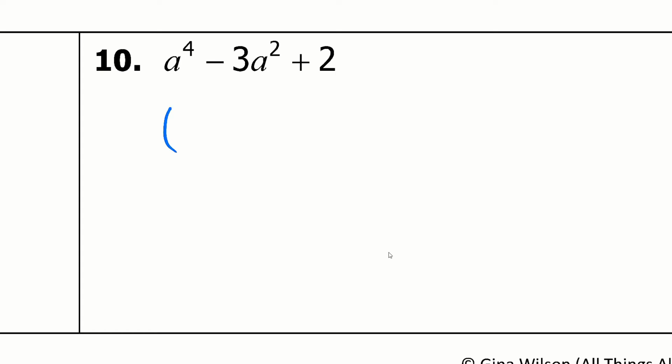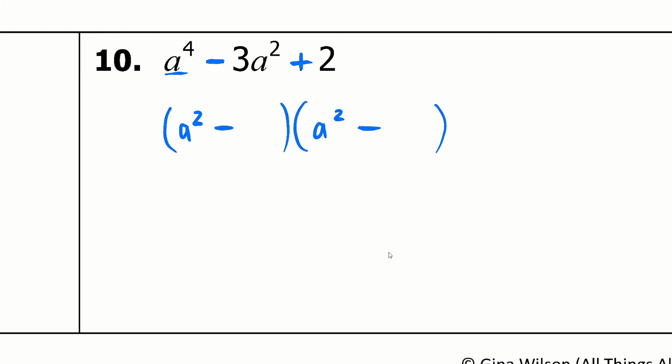Okay, this one, no common factor. So let's go ahead and start trying to break it down into two binomials. What multiplies by itself to get a to the fourth? A squared. What multiplies to get a positive? Well, that's either two positives or two negatives. So I look right here, it's got to be two negatives.